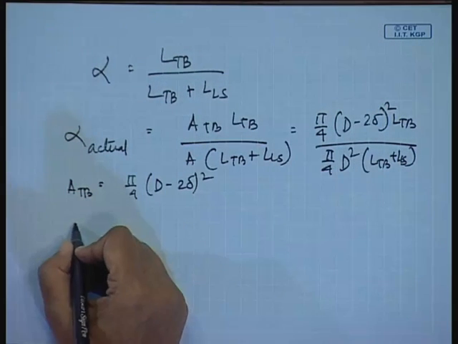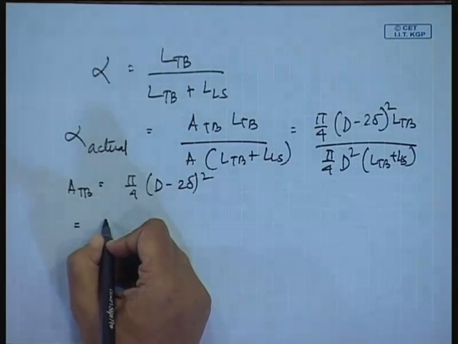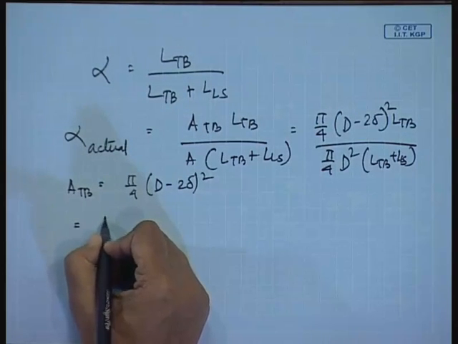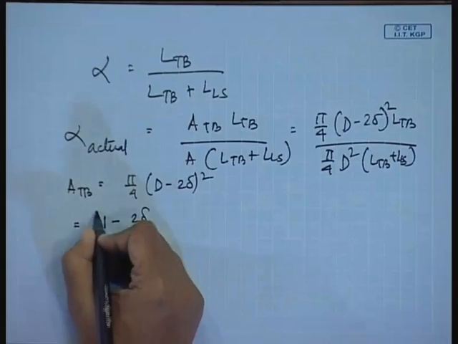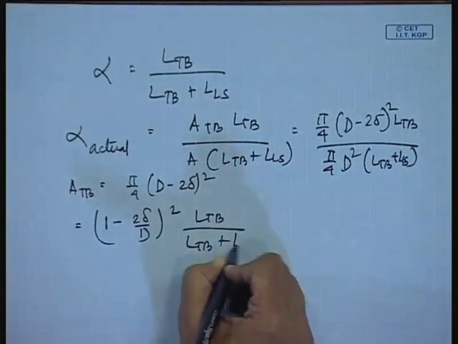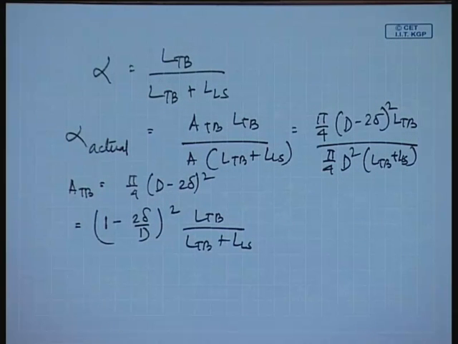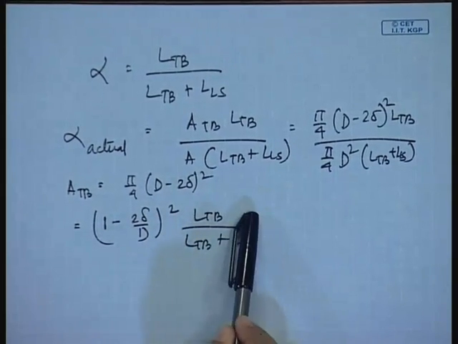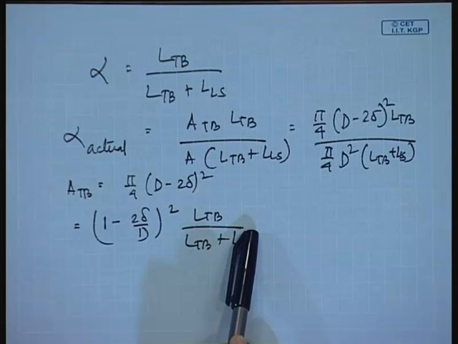Achha, if this is true, then this can be written down as (1 minus 2 delta by d) whole square L_TB by (L_TB plus L_LS). Can I write down the actual alpha? See, when the bubbles are not long, actual alpha is given by this. But now, since the bubble is long and the liquid occupies a significant portion as liquid films, therefore, the actual alpha is this into this. You agree with me? Now, try to understand one particular fact. What is it?